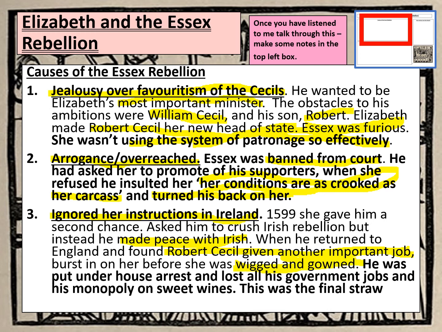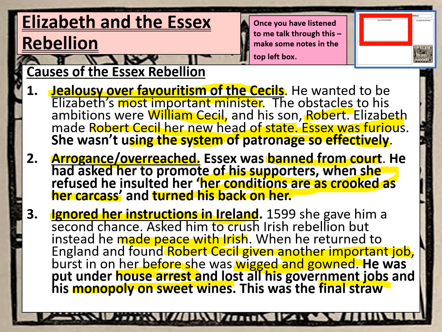At this point, he was put under house arrest. He lost all his government jobs, so he wasn't on the Privy Council anymore. And very importantly for his money, that monopoly on sweet wines. So remember, he was the only person in the country with a licence to do that. And that meant he was able to make fortunes. This loss of power, status, all of that, plus his ability to make money, was the final straw, the very last thing that caused it.